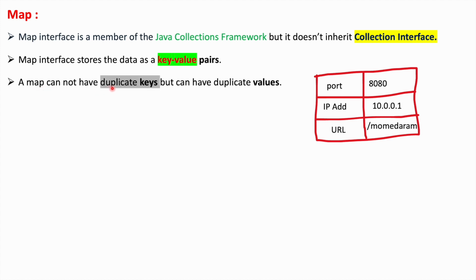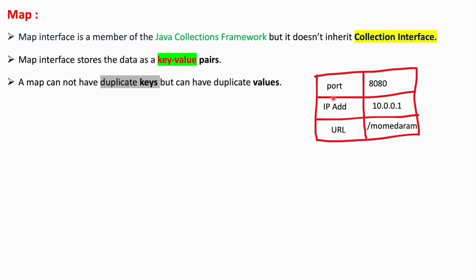A map cannot have duplicate keys but can have duplicate values. Consider if the port is repeated two times, say port 8081, and duplicates were allowed. Then one time 8081 will come and another time 8081 will come, so data inconsistency will be there and the results will be abnormal. So map won't allow duplicate keys, but it can have duplicate values.